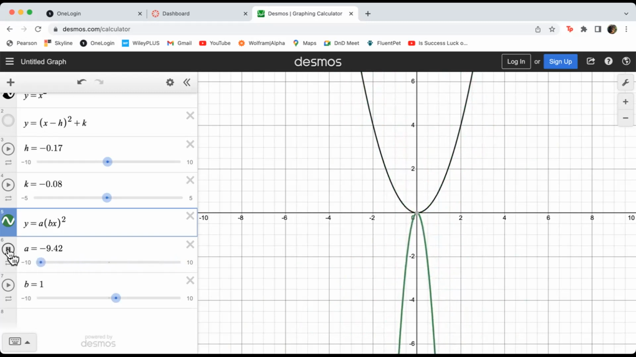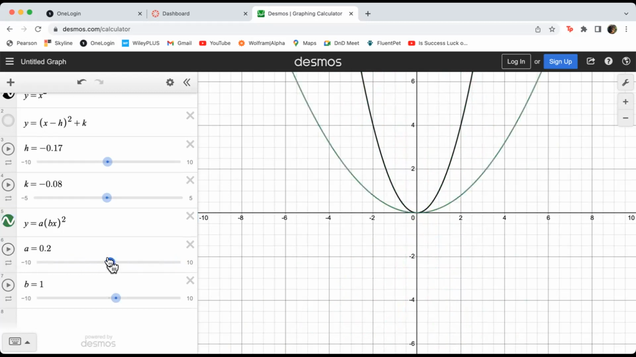And when A is 0, well, everything is zero now. Y is equal to zero, and flattens out. But the closer A is to zero, that's as close as the slider will get, 0.2.